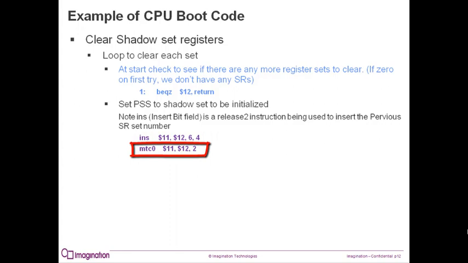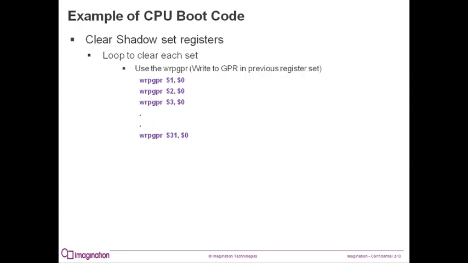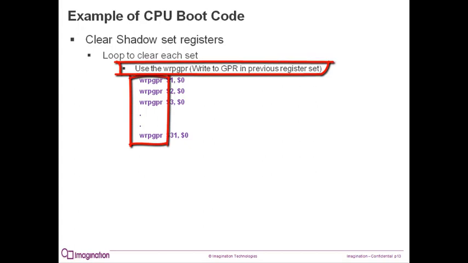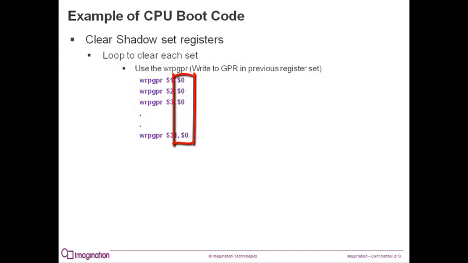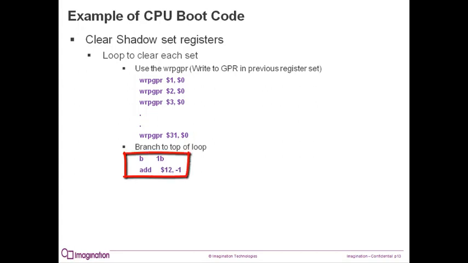Then, the move to coprocessor 0 instruction moves the value in register 11 into the actual shadow register set control register. Setting the previous shadow register set causes all writes using the write previous general purpose register to be written to that shadow register set. The code zeroes out each register in the set in turn. After that, the code branches to the beginning of the loop and decrements the highest register set counter, held in register 12.